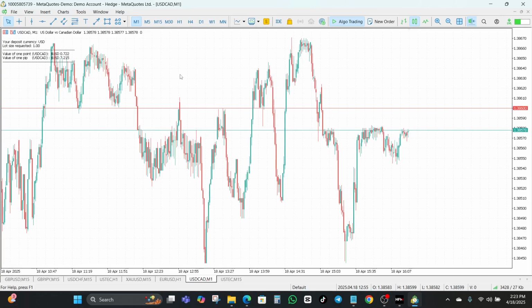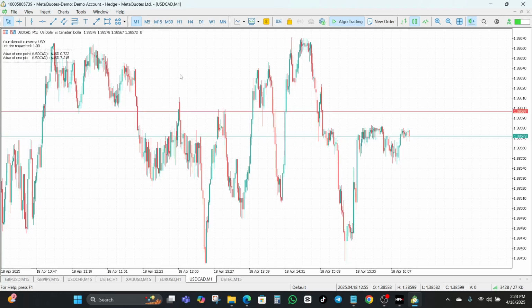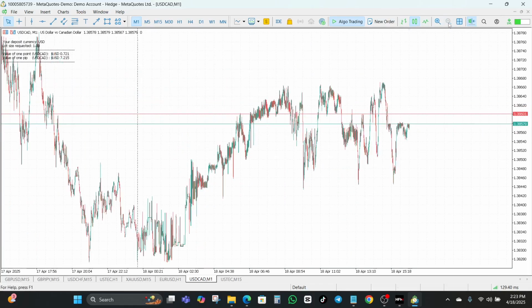Now, scalping the 1 minute chart is intense, right? There is no room for hesitation, no room for sloppy execution. That's why sniper entries and exits are key. You are aiming to strike with accuracy, not volume. So let's just quickly break it down.